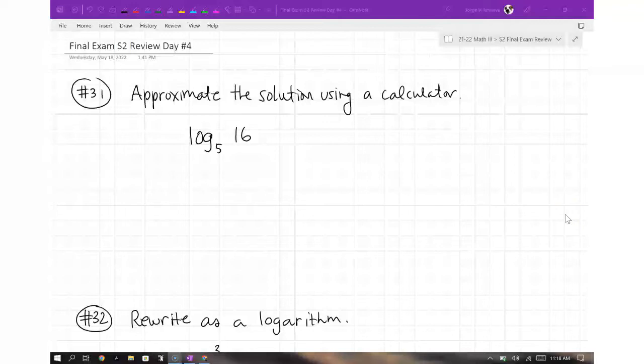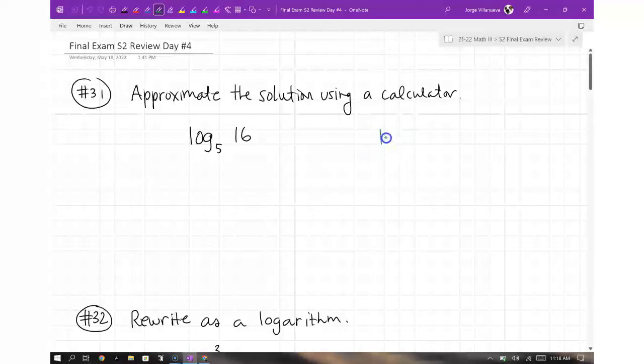Now, if you recall, I told you some of your calculators, the newer ones, you can actually do this by literally pressing your log button, putting the base of 5 and then a 16, and it'll give you your answer. But some of you don't have the newer calculators, and if you don't, you can't do this problem by just pressing a log, putting the base, and then a 16. So you have to use the change of base formula, okay?